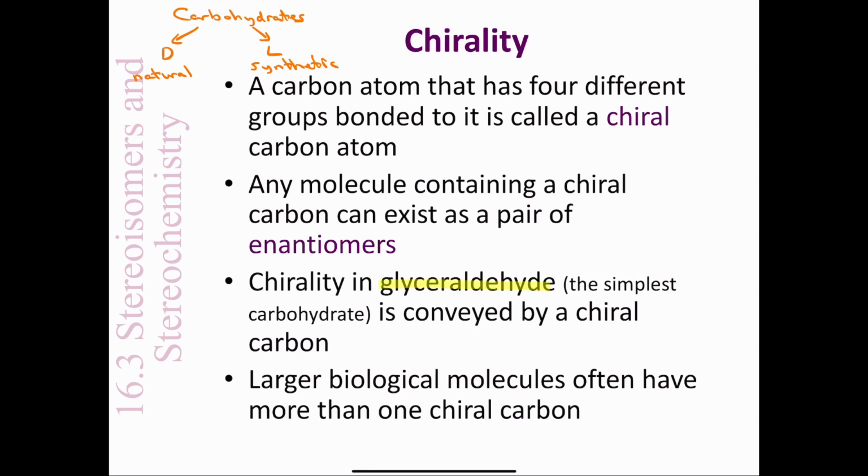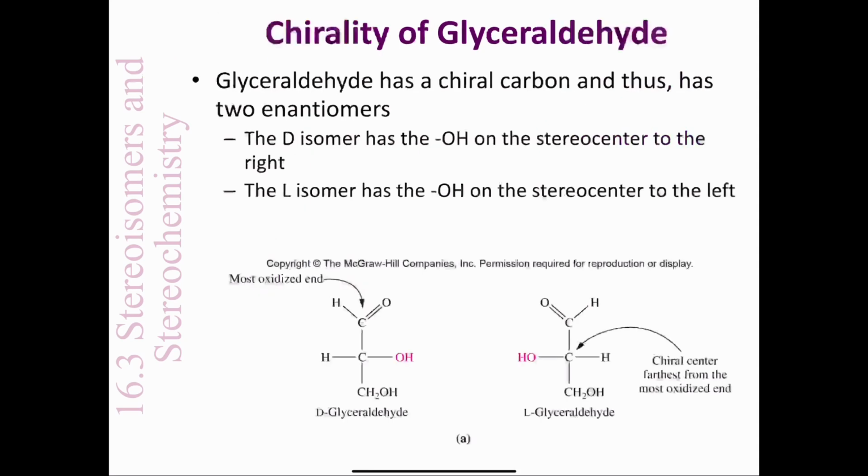Earlier on in this chapter, we looked at the simplest possible chiral carbohydrate known as glyceraldehyde. And we noted that the carbon in the center, or the second carbon, was bonded to four different groups, and therefore it was a chiral carbon. When we get into larger biological molecules, typically they'll have more than one chiral carbon. For example, cholesterol has 8 chiral carbons. Let's get back to the chirality in glyceraldehyde and discuss the D and L isomer.